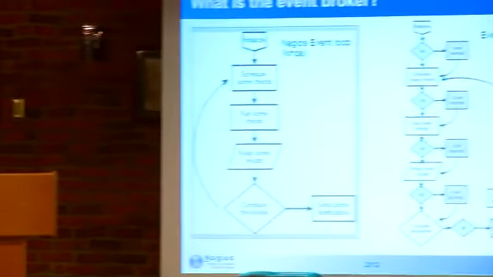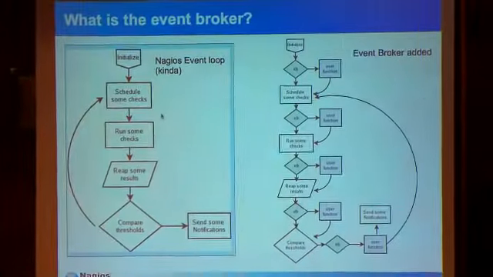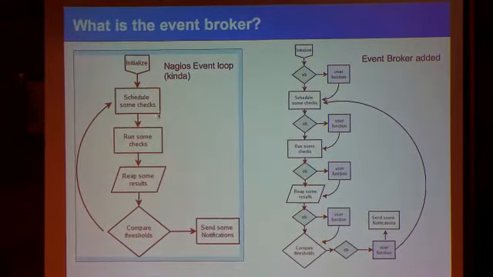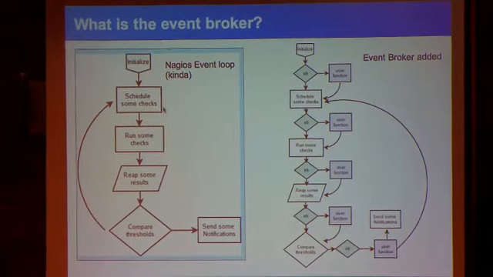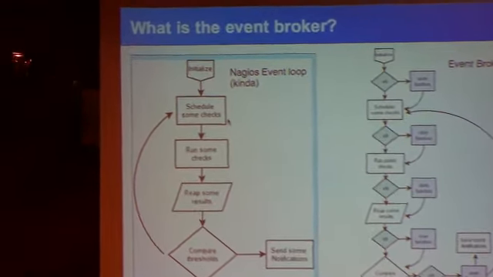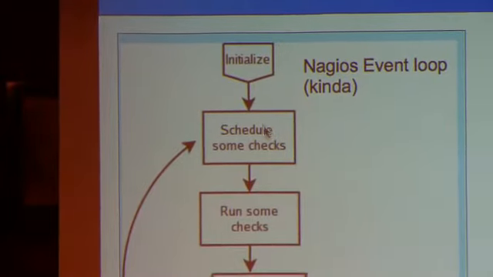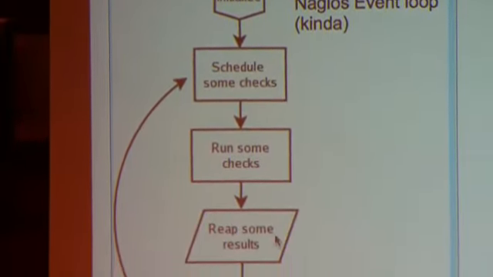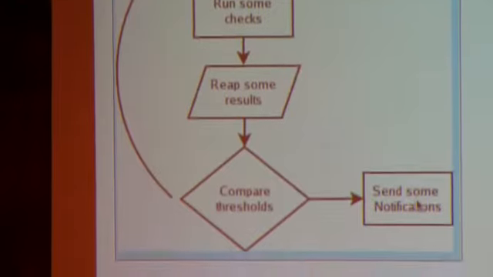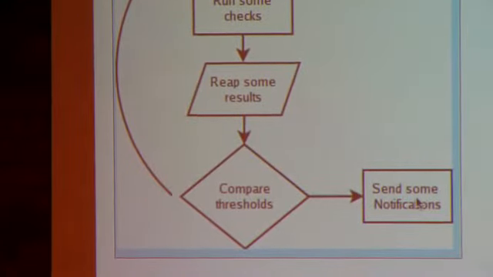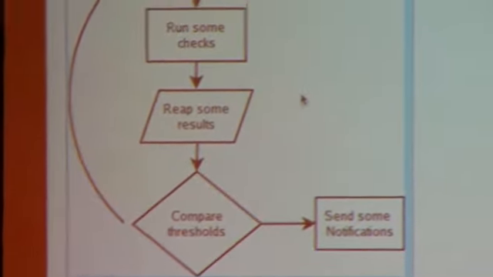So let's take a look at what the event broker actually is. On this side, I have a sort of grossly inaccurate oversimplification of the Nagios runtime event loop. We wake up and we initialize, we schedule some checks, we run some checks, we reach some results, we compare those against thresholds, we send notifications maybe. That's pretty much what we're doing, kind of.